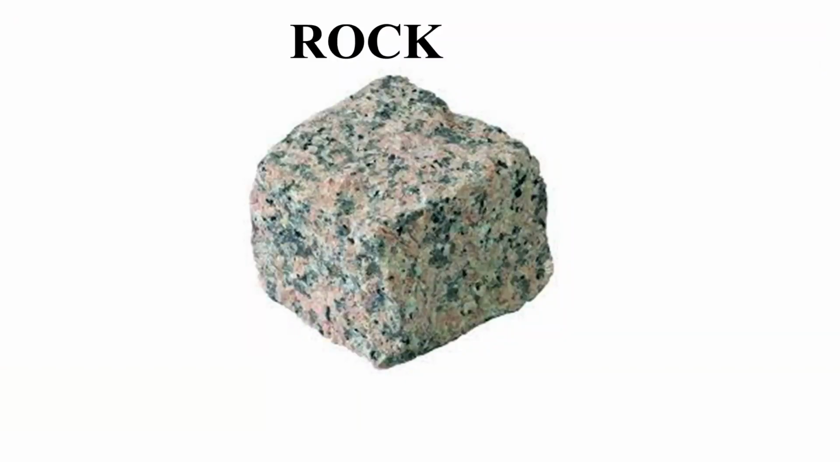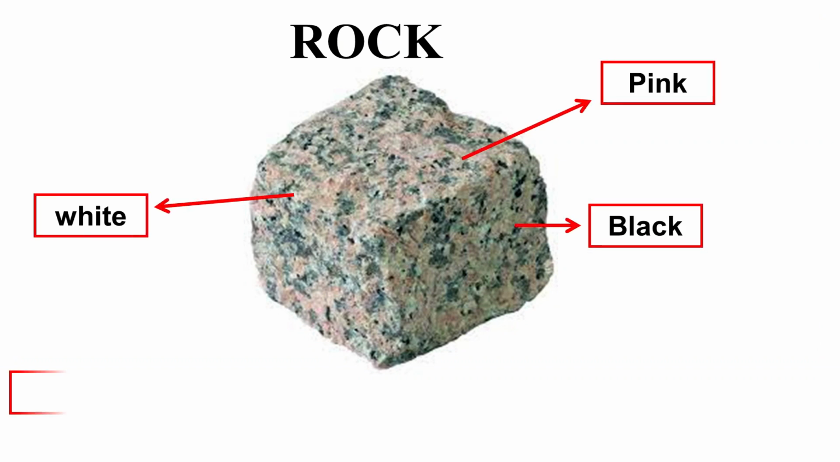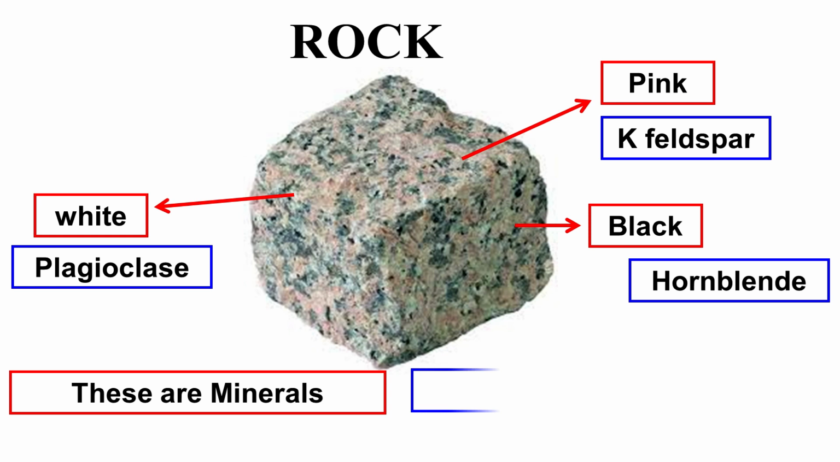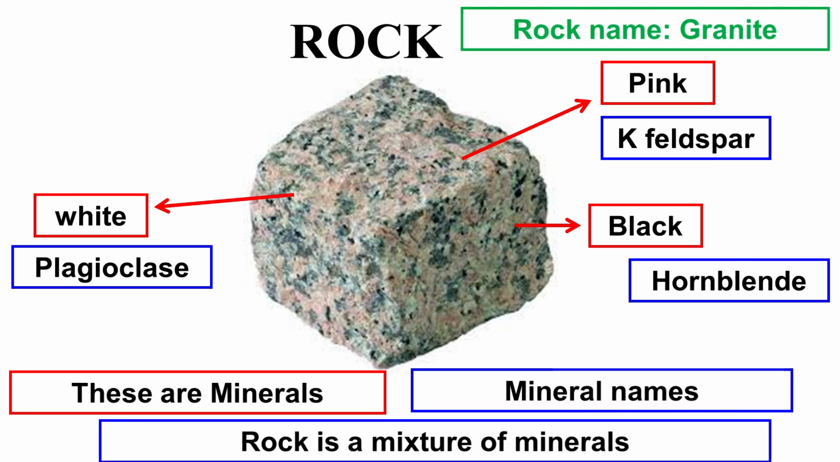Here is a rock. When you look at this rock closely, you can see pink, black, and white things. These are minerals. The pink colored mineral is K-feldspar, potassium-rich feldspar. The black colored mineral is hornblende, a type of amphibole. The white colored mineral is plagioclase. Potassium feldspar, hornblende, and plagioclase are mineral names.